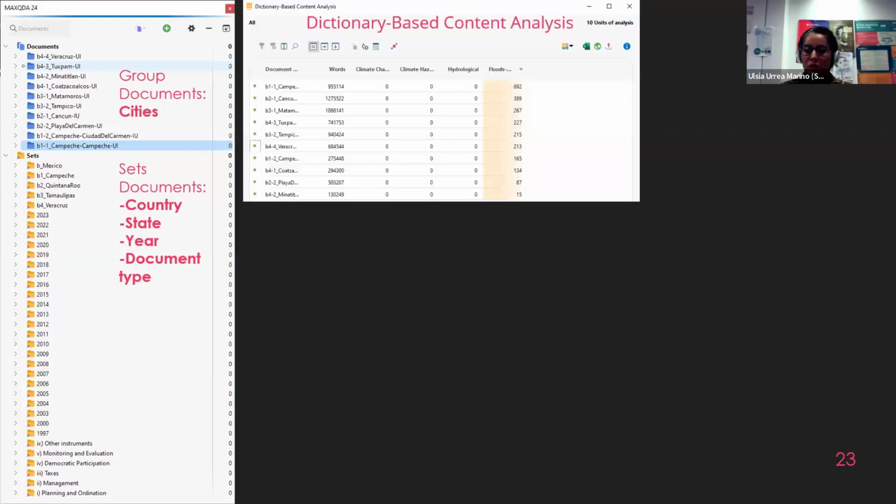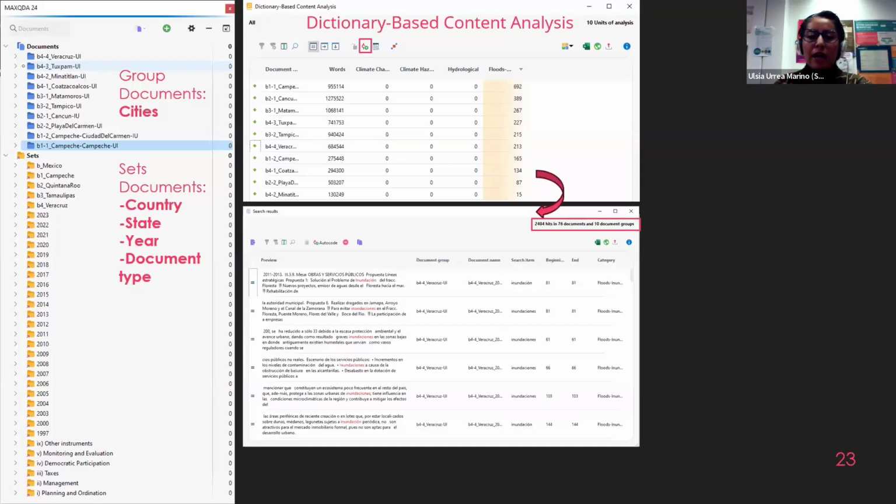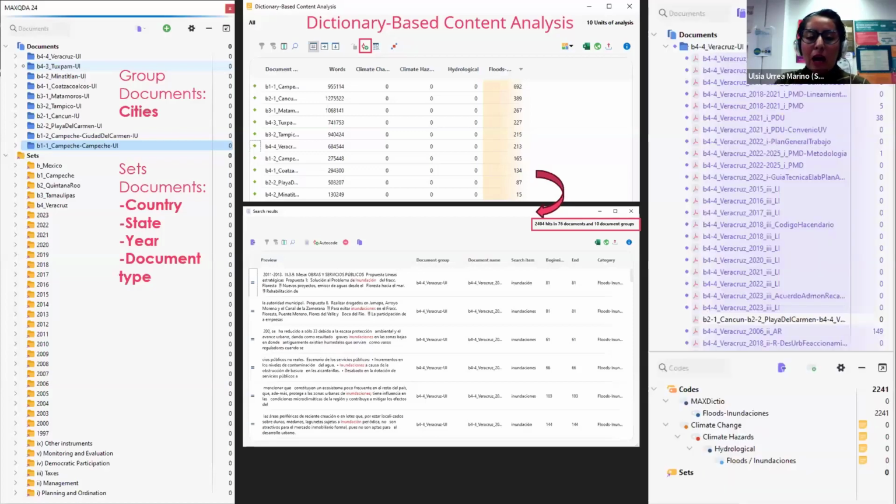So then I conduct the dictionary-based analysis in MAXQDA. This is a screenshot of the first one, using the flood code that I showed you before. I conduct the dictionary-based analysis, and I have this preliminary table. Then I asked MAXQDA to show me all the results, and it turned out to be more than 2,400 quotes or hits in 76 documents in 10 document groups. After that, I asked MAXQDA to auto-code all of them and create a new code that is floods, again, but created from MAXDictio.